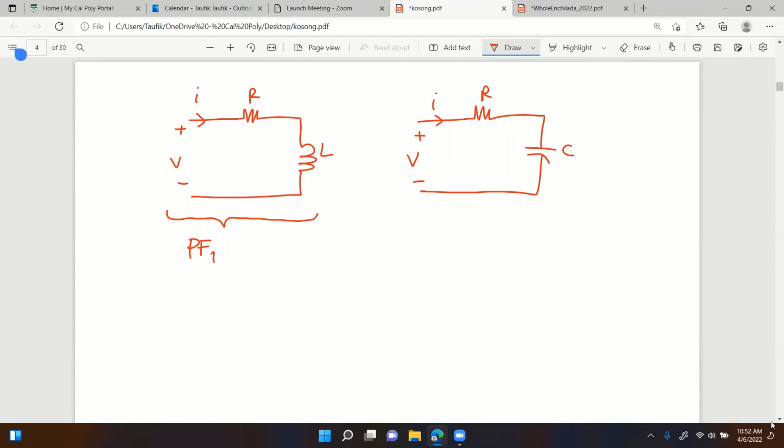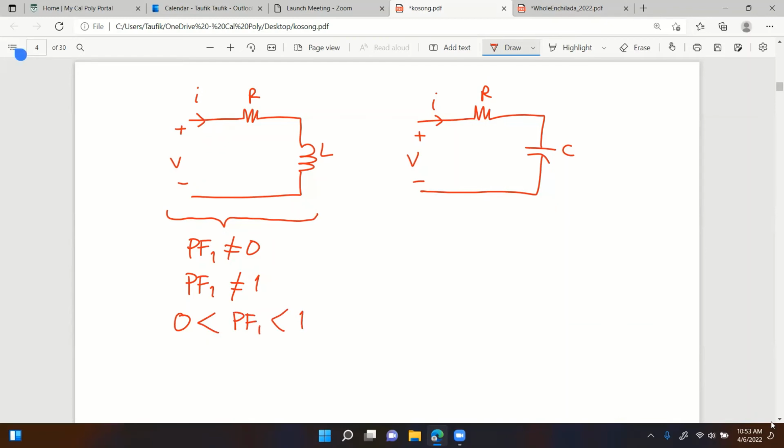Is it going to be 0? Let me ask you that. Is that going to be 0? Yes or no? No, right? It's not going to be 0. Why not? Because it's not purely inductive. There's a resistor there. That's why it's not going to be 0. It cannot be 0. Can it be 1? No, exactly, right? Why not? Because there's an inductor there. It's not purely resistive. It's not purely inductive. So therefore, I know for this circuit on the left, power factor must be between 0 and 1, right?